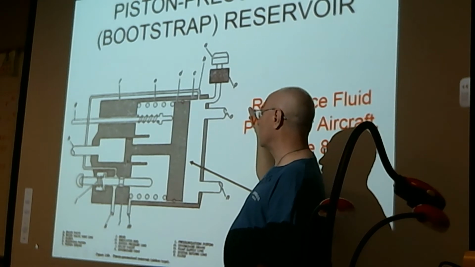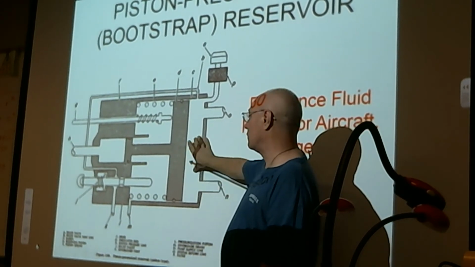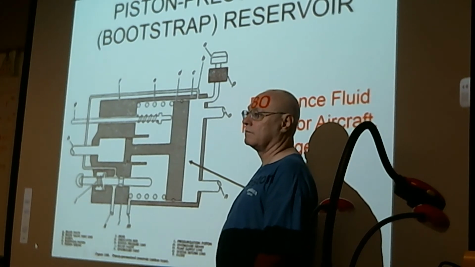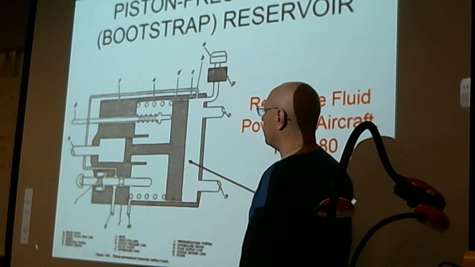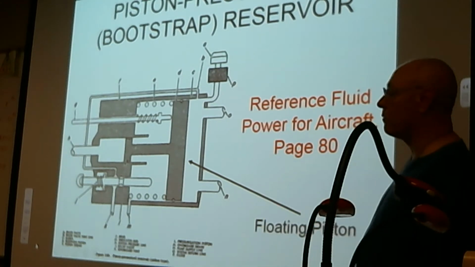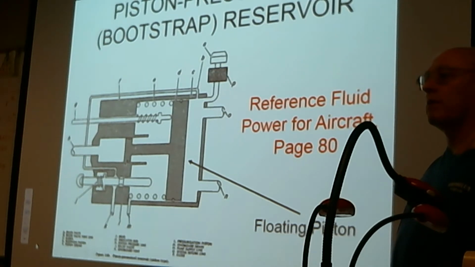Actually, one line is going to the pump, the other line is a return line coming back from the system. So you've got fluid that's under pressure at all times. Well, the nice thing about this is with a bootstrap reservoir, the aircraft can go into unusual flight attitudes, and you don't ever have to worry about fluid falling away from the inlet of the pump.